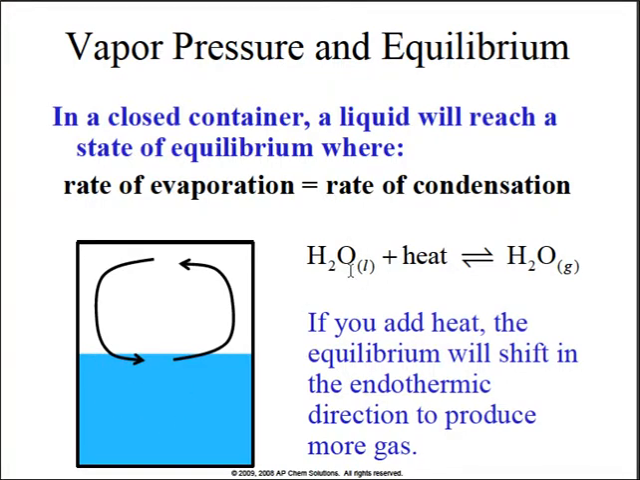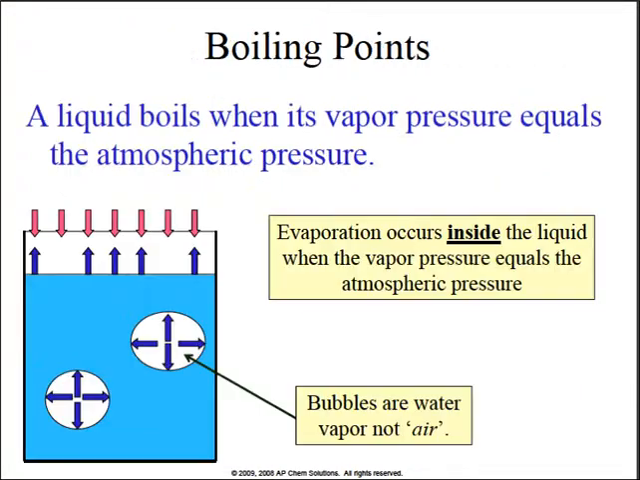As we increase the temperature, we're going to create more vapor, and because we have more vapor going in, we're going to have more vapor coming out also. So the rate of evaporation is equal to the rate of condensation. We would have an equilibrium situation.